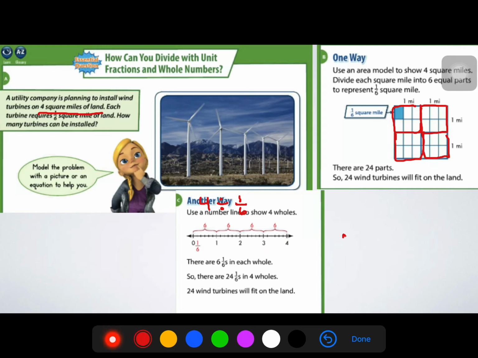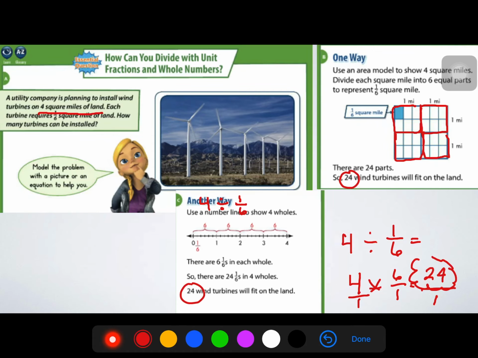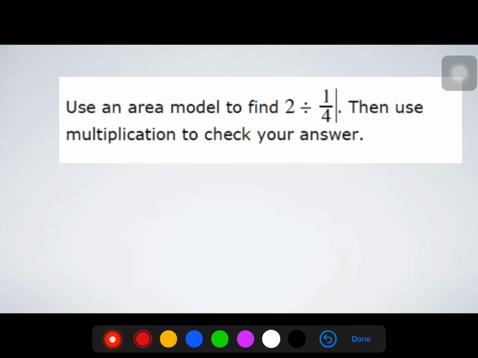Which way do you like to do it? Well, you could say 4 divided by 1/6 equals 4 times 6 over 1. And please remember to put your 4 over 1. So it becomes 4 times 6 is 24, and 1 times 1 is 1, and I get the same 24 answer as I did in either of my models.